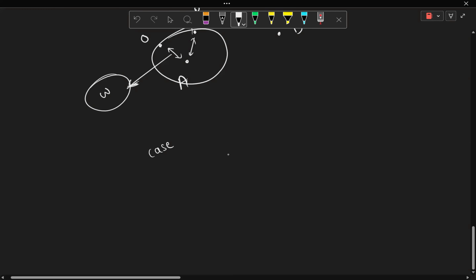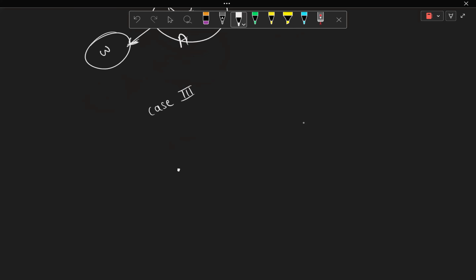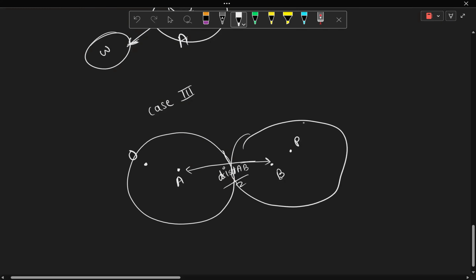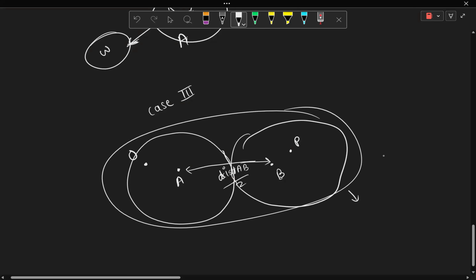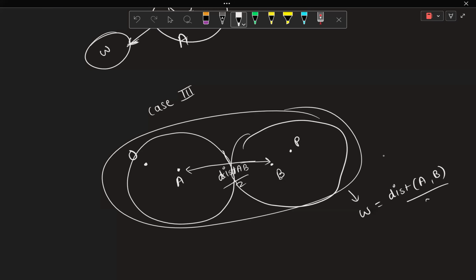Now for case three, what we found was that what if one point is close to A, either O or P, and the second point is very close to B, the other one, whichever it was. Like if it is A, O on the left, then B, P on the right, or P on the left and O on the right. Now you might have to choose your W as half of the distance of AB, the distance of centers of AB by 2. You might have to draw circles of that much radius. So in this kind of case, your W would be the distance of A and B by 2, because both of them will have W radius, so 2 into W will be equal to this AB.